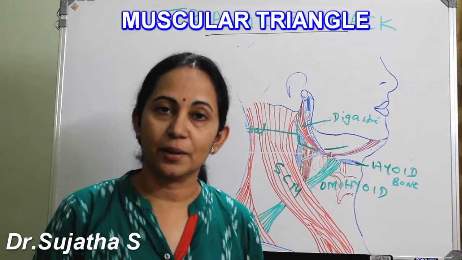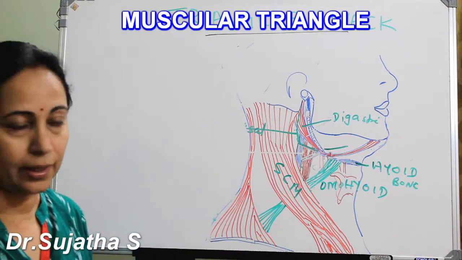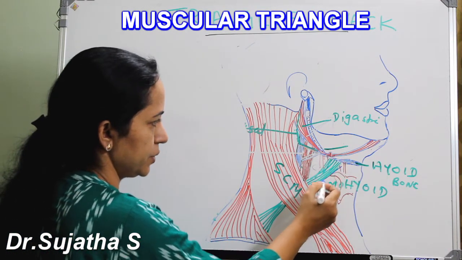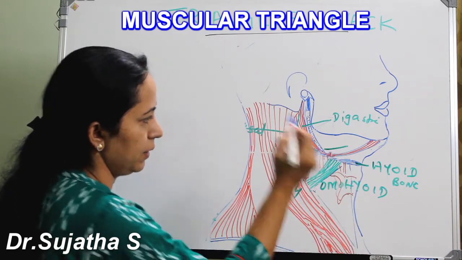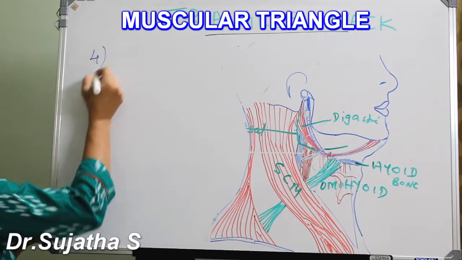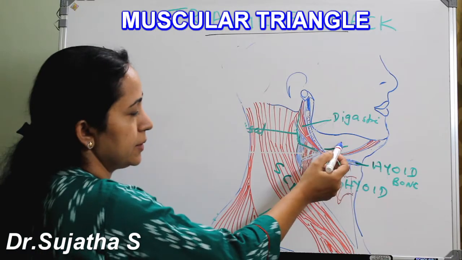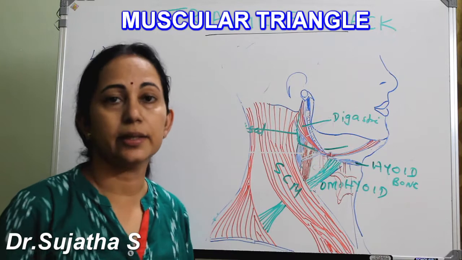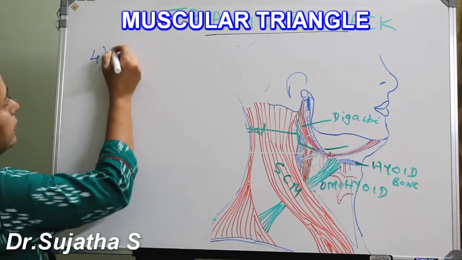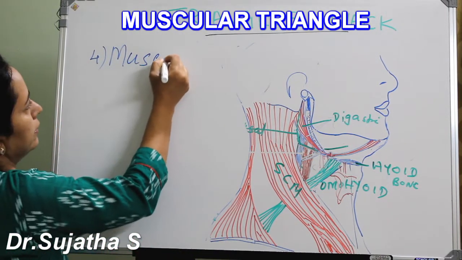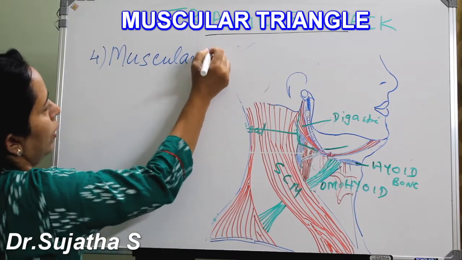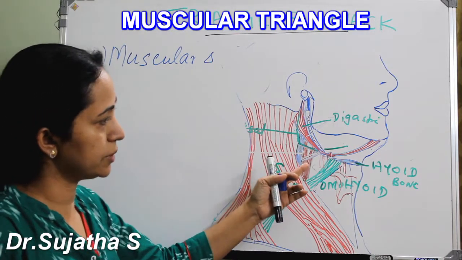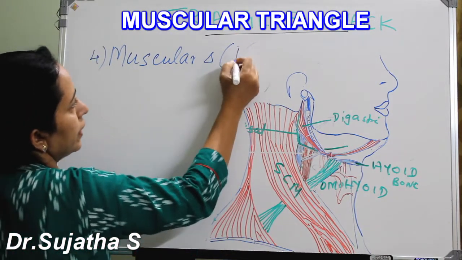Another triangle in the anterior compartment of the neck is the muscular triangle. I explained about the submandibular and carotid triangle, and the fourth one in the anterior compartment is the muscular triangle, or otherwise called the infracarotid triangle. As this is the carotid triangle, so this is otherwise called the infracarotid triangle.